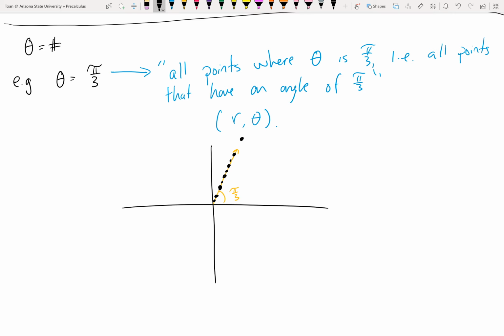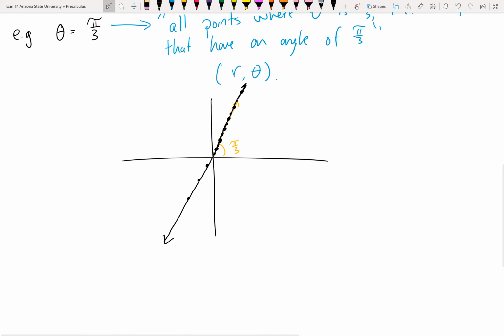You can see that every single point that has an angle pi thirds will form a straight line. But because r can be negative, technically this point here has an angle of pi thirds. That could be, for example, -1 comma pi thirds, -2 comma pi thirds, -3 comma pi thirds, and so on and so forth. So we can see that these types of equations will always produce a line.